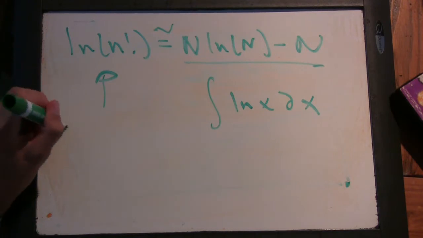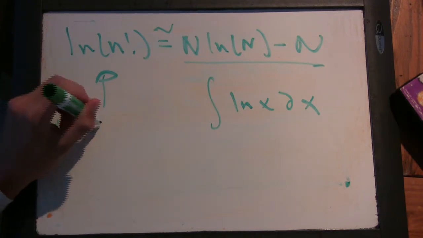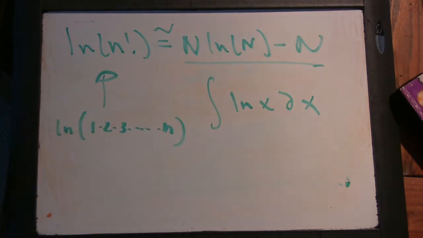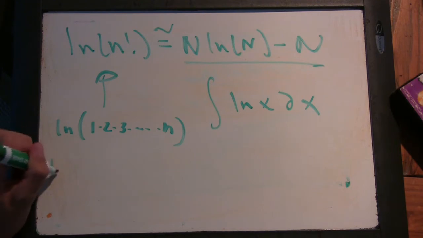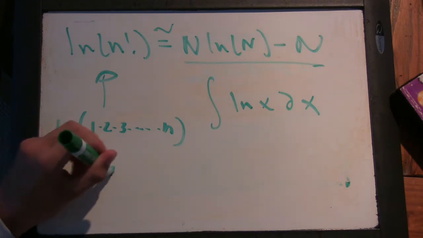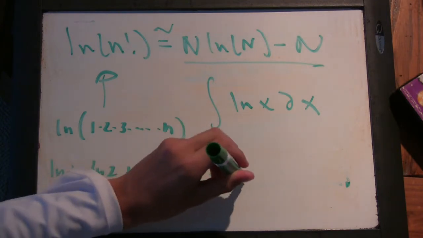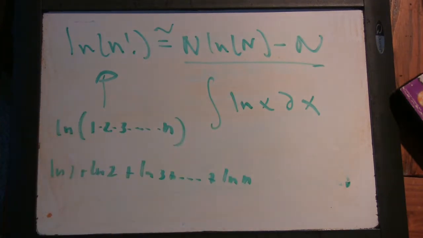Well, it's just log of 1 times 2 times 3 up to n. You could call it like this, and then you can split this up if you wanted to. You could say it's log 1 plus log 2 plus log 3 up to plus log n. Which is interesting. And this, I guess, kind of matches up.